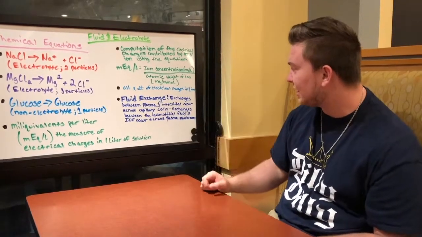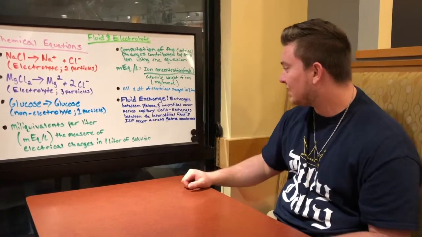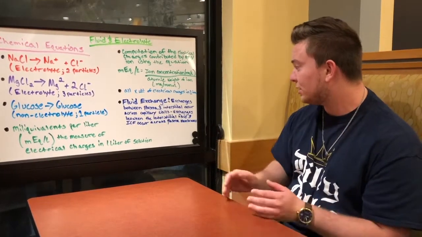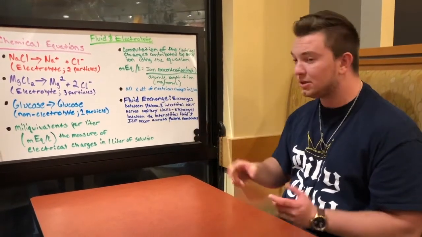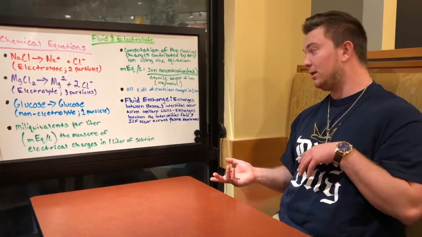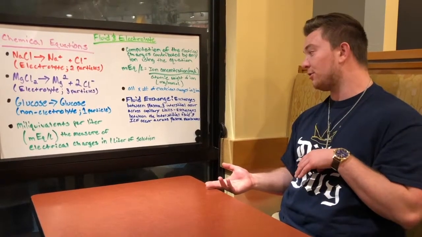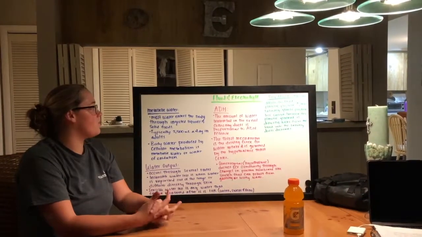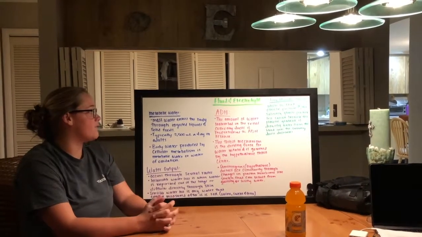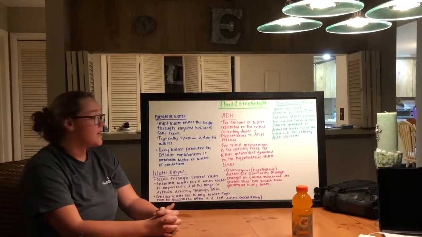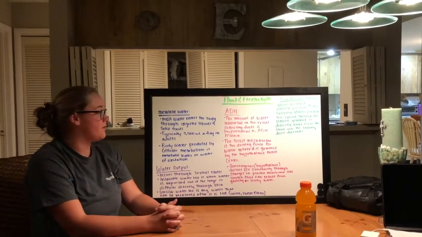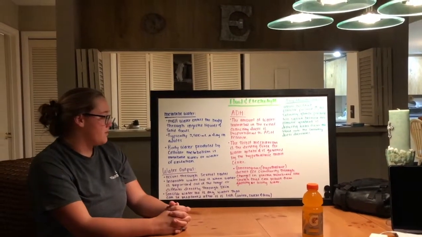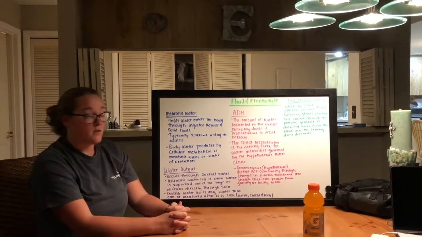And then we've got fluid exchange, which occurs between plasma and interstitial fluid across capillary walls, and the exchanges between the interstitial fluid and fluid in the ICF occur across the plasma membranes. Metabolic water. Most water enters the body through ingested liquids and solid foods, typically about 2,500 milliliters a day in adults. Body water produced by cellular metabolism is metabolic water, or water of oxidation.